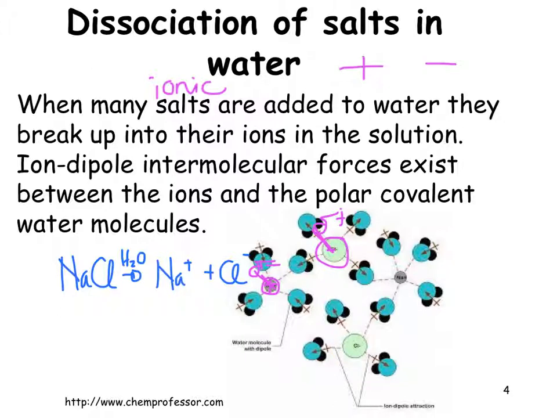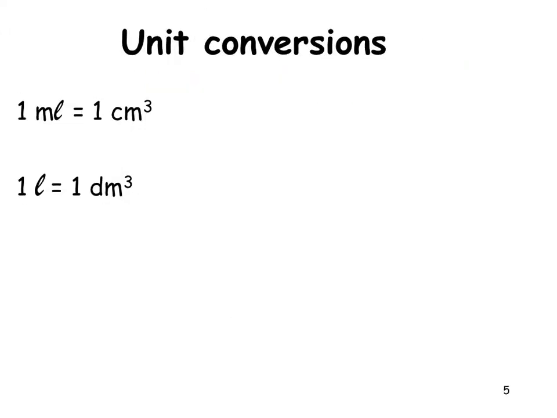What are the forces inside here? Well, we've got a whole lot of different forces. One is we have what is known as an ion dipole intermolecular force. If these two were next to each other, there would be an ionic bond. And if the two waters are attracted to each other, that is a hydrogen bond. So those are all inside the solution. Ion dipole intermolecular forces exist between the ions and the polar covalent water molecules. Remember that a milliliter is a centimeter cubed and a liter is a decimeter cubed.